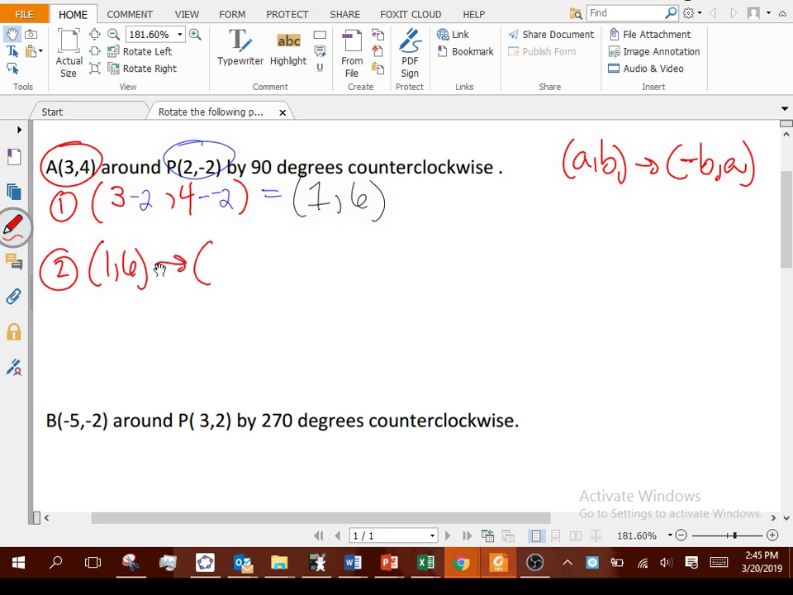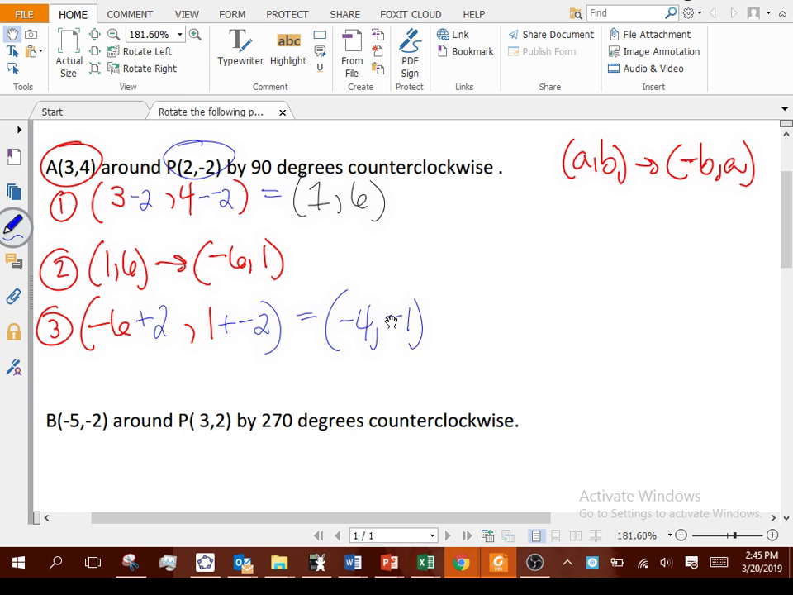So this 1, 6 is going to turn into -6, 1. And now the third step is to take that -6, 1 and add back in your center of rotation. So add in the 2, add in the -2. When I do that, -6 plus 2 is -4. 1 plus -2 is -1. So there we've rotated that one point effectively. It was more efficient than drawing the picture, right?